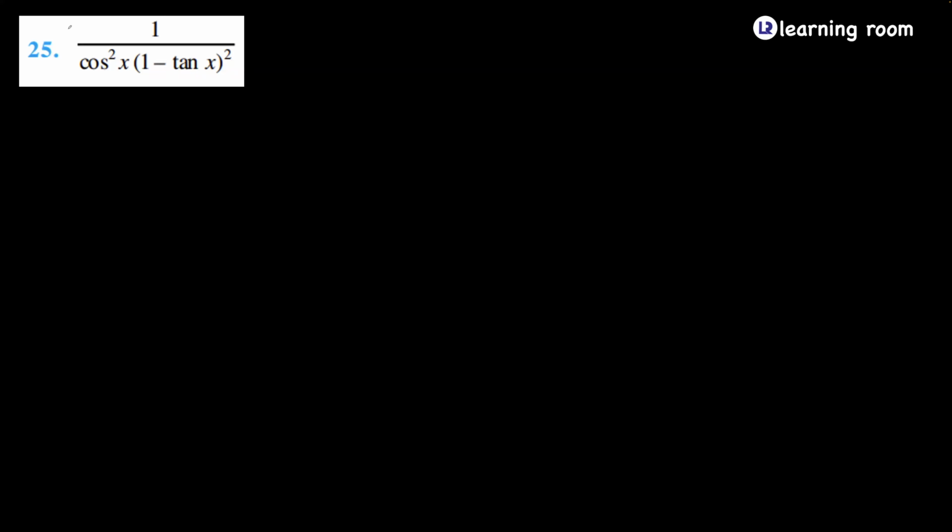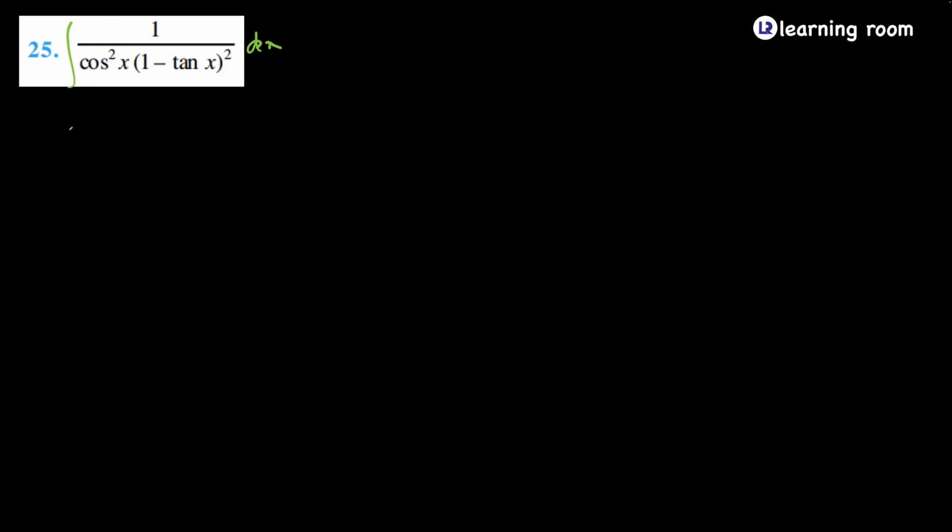Yeah. So let's solve the 25th one. It says find the integral of 1 by cos square x into 1 minus tan x the whole square. See, first of all, tell me what is 1 by cos square x? Secant square. So remember this logic. Wherever there is a problem based on secant square, and if there is a tan in that problem, then mostly what should you take as t? Tan should be taken as t so that you will get secant square as the derivative of it.